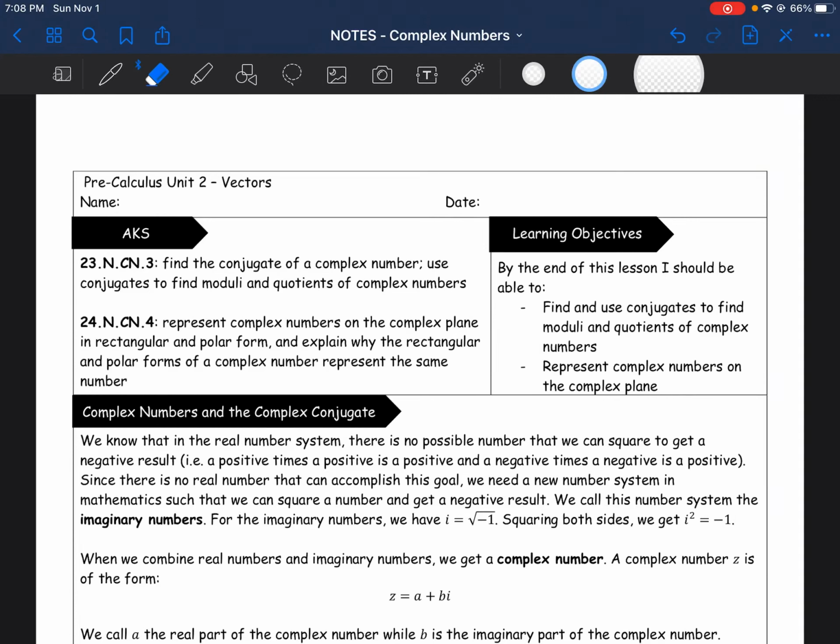In today's video, we're going to look at an introduction to complex numbers. By the end of this video, we should be able to find and use conjugates to find moduli and quotients of complex numbers and represent complex numbers on the complex plane. Let's go ahead and get started here.